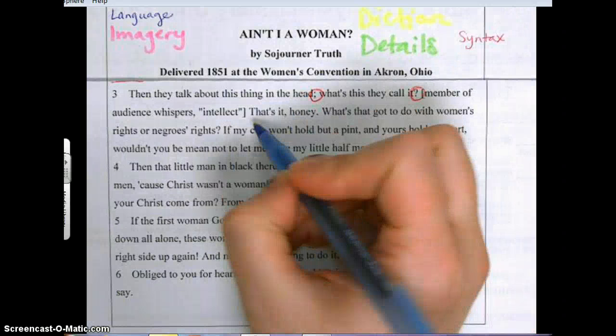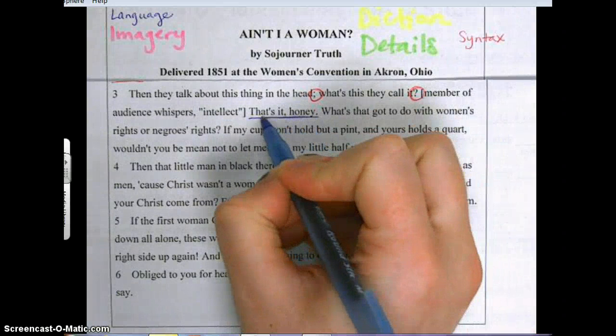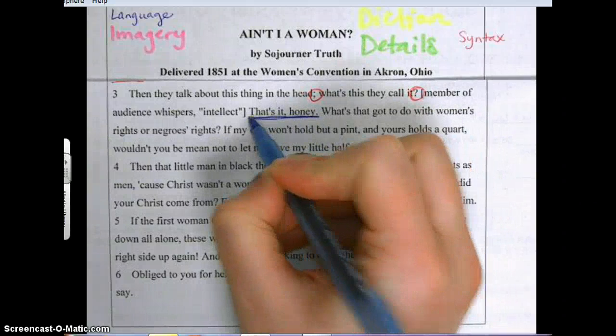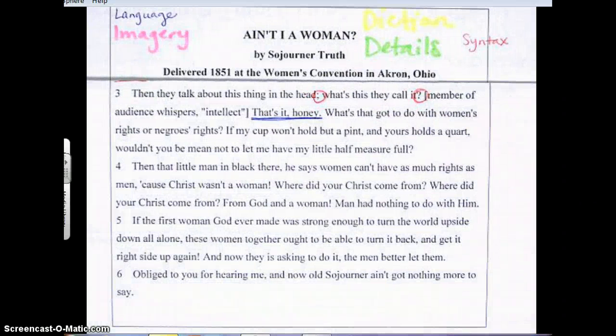Here's another good example of language coming through. She's very informal. She's talking like she knows these people. She's one of their friends. She's not trying to sound fancy.